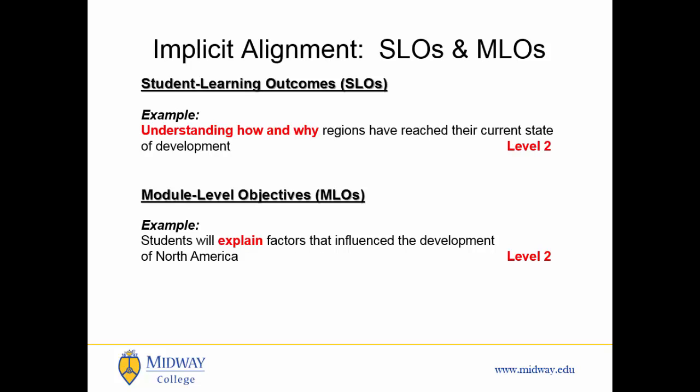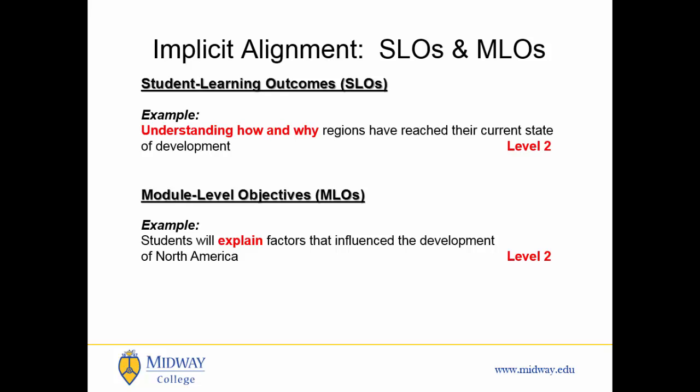The next slide shows an implicit alignment between SLOs and MLOs. In order to determine whether or not a student has mastered a concept, the MLOs must be written as measurable statements using the action verbs. The SLOs, understand how and why, does not specifically describe the action a student will take to demonstrate mastery of the content. However, as you can see in the MLO, the student must be able to explain the factors, thus demonstrating an understanding of how and why.